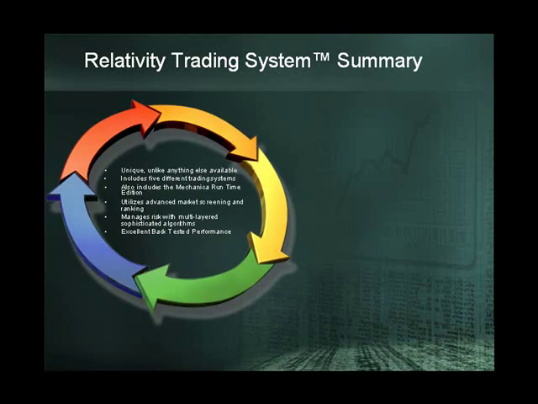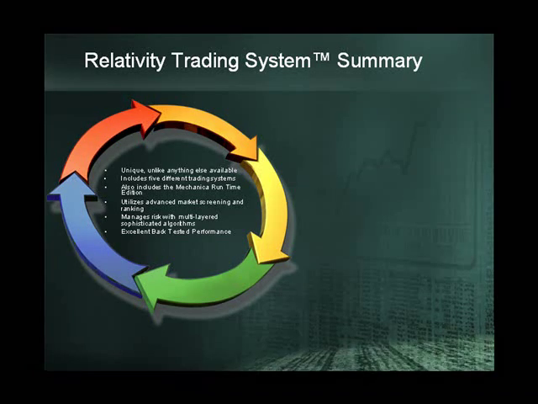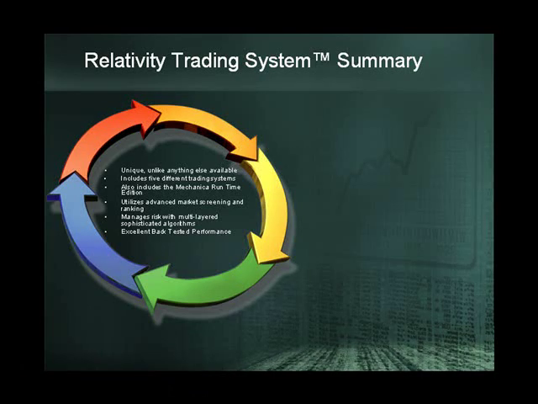To summarize what we've talked about here today, the Relativity Trading System is totally unique and is unlike anything else available on the market. It includes 5 different trading systems, each of which are unique in their own right and cover various time frames. This also includes the Mechanica Runtime Edition, which up until very recently would have cost you over $25,000 just to have the capabilities available in that platform. So it's a tremendous bargain.